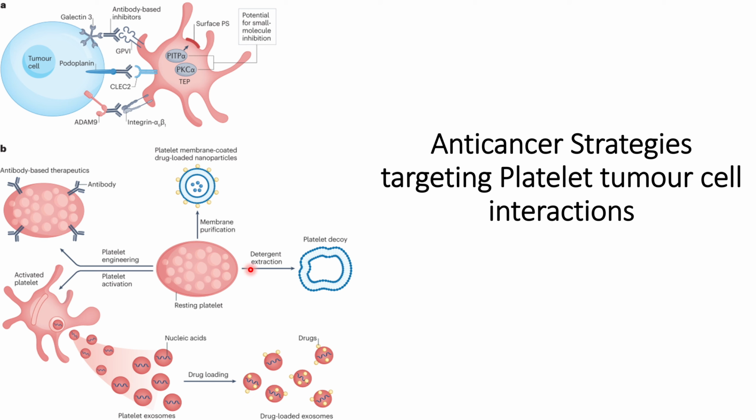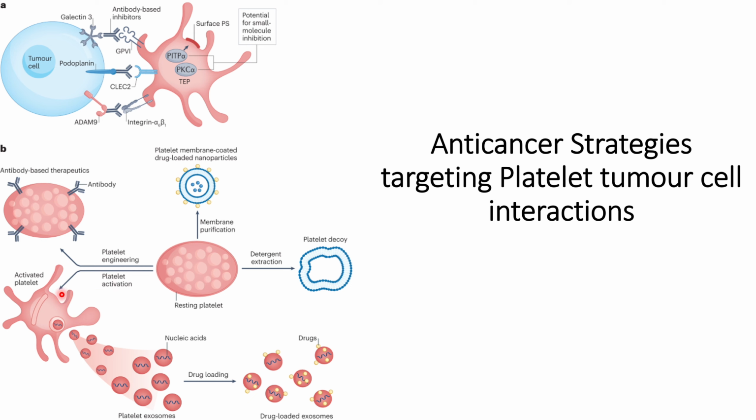So this is one process in which platelet membrane purification can be done. The next way these platelets can be used is detergent extraction. From this, a platelet decoy can be extracted, devoid of any other platelet content, and then this decoy can be modified in a way that can target or kill the tumor cells. The platelets can also be engineered with antibodies that can generate apoptosis or have other tumor suppressing properties.